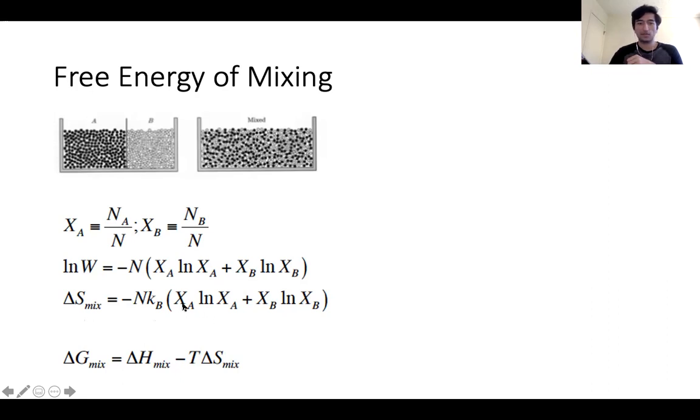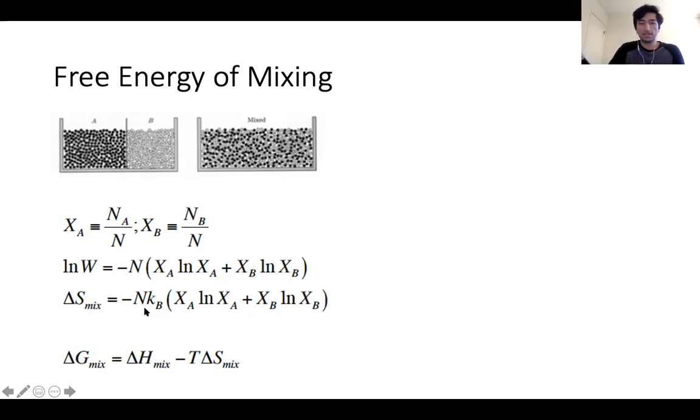And just to give everyone a quick refresher on what some of these symbols indicate, XA refers to the mole fraction of A molecules. So mole fraction is a unitless quantity. It just basically means what fraction of the molecules or moles in a given composition are of type A, and this mole fraction of B is just what fraction of this is B.